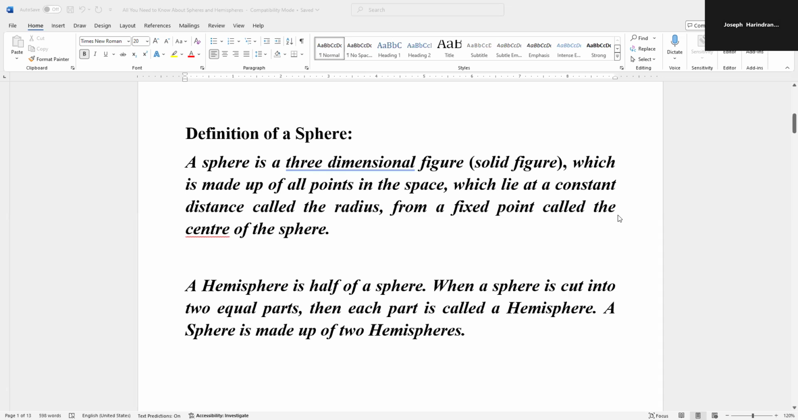Let's see the definition of a sphere. A sphere is a three-dimensional figure, which is a solid figure made up of all points in space which lie at a constant distance, called the radius, from a fixed point called the center of the sphere. A hemisphere is half of a sphere. When a sphere is cut into two equal parts, each part is called a hemisphere. A sphere is made up of two hemispheres.